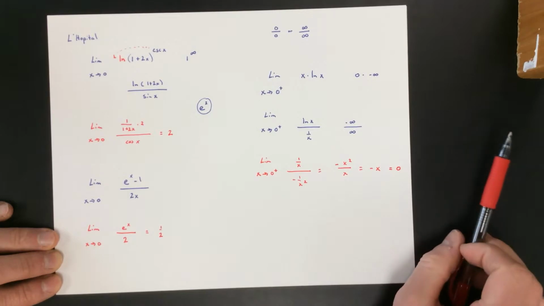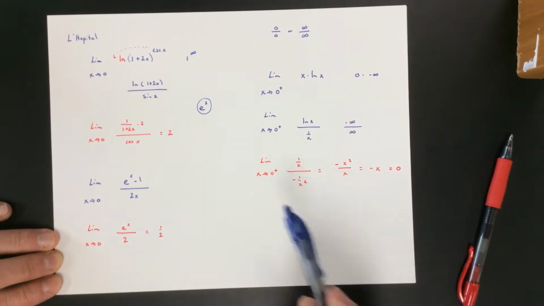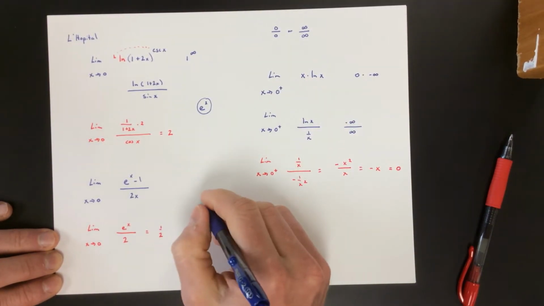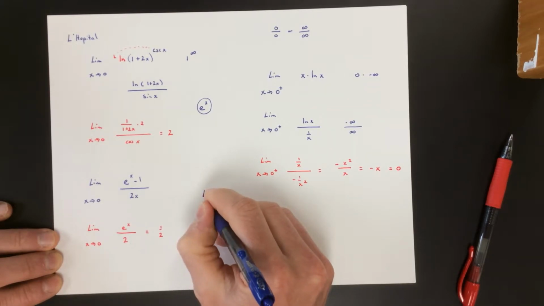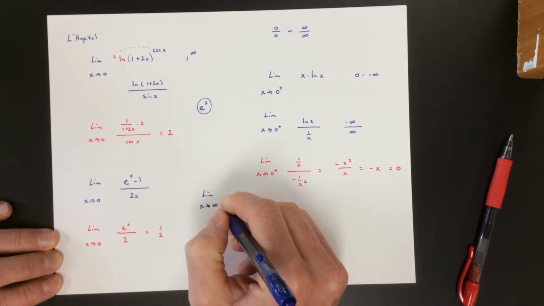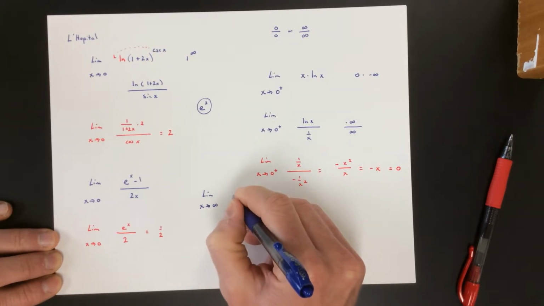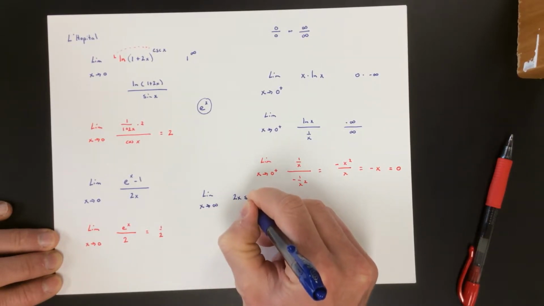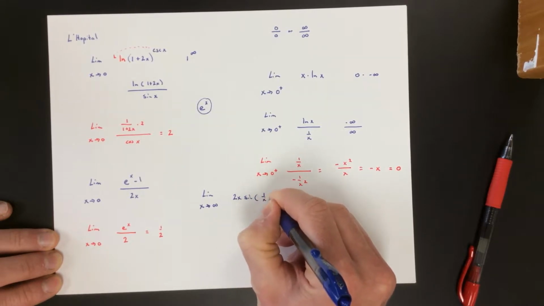So in this particular case of 0 times negative infinity, we actually do in fact get 0. Okay, and there are lots of things kind of like this trick. Here's another one where you're going to look at the limit as x goes to infinity of, let's say, 2x times sine of 1 over x.